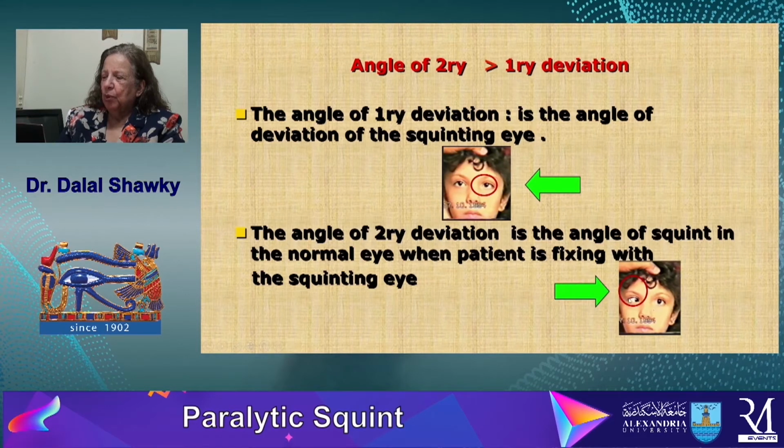Either we can put here a semi-translucent cover, or if we ask him to fixate and he can be cooperative and fixate with this eye. So we can put here a semi-translucent cover so that the patient will not see with this eye, and we can see the deviation across the semi-translucent cover. Note here that the angle of secondary deviation here is bigger than the angle of primary deviation. Why? Because of the impulses and the Hering law of equal innervation.